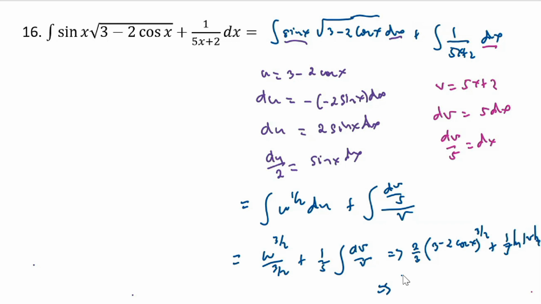So therefore, we have now 2/3 of (3 minus 2 cosine of x) to the power of 3 halves plus 1/5 of the ln of our v, which is 5x plus 2, plus a constant.